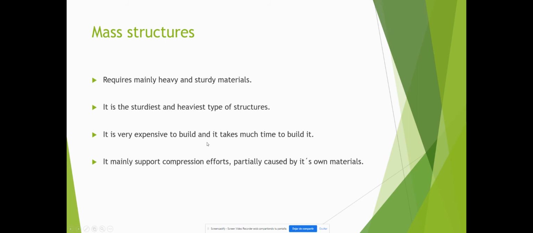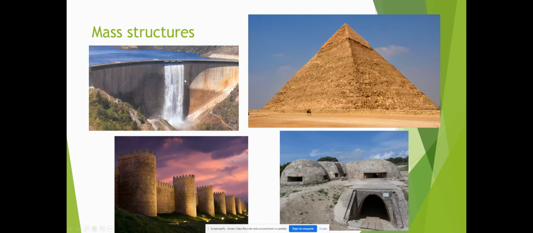Now let's see some examples. Here we have a water dam. The water dam is a massive structure because it has to support the weight of all this mass of water. So you couldn't support that weight with a normal common structure.